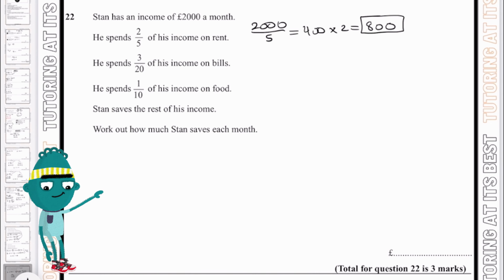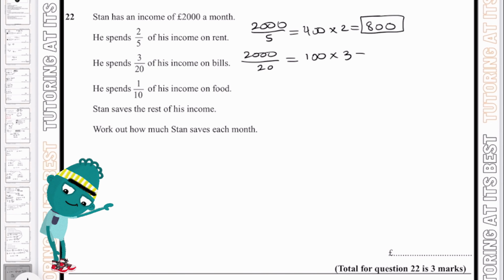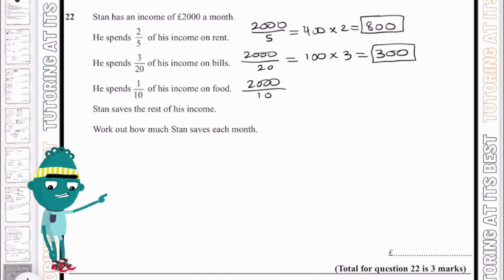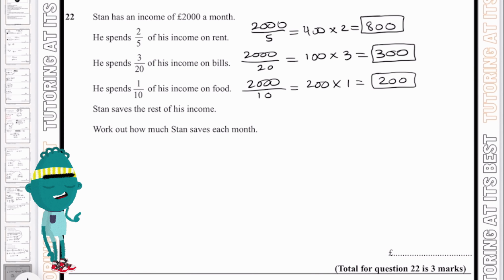But he then spends 3 out of 20 on bills. So again, I'm going to take my 2,000, divide it by 20, which then is 100, and then times that by 3, which is 300. So we now know he spends £300 on bills. And then finally, we'll have 2,000 divided by 10, which is 200, and times that by 1, which is 200. So now we've calculated how much he spends on rent, bills, and food.